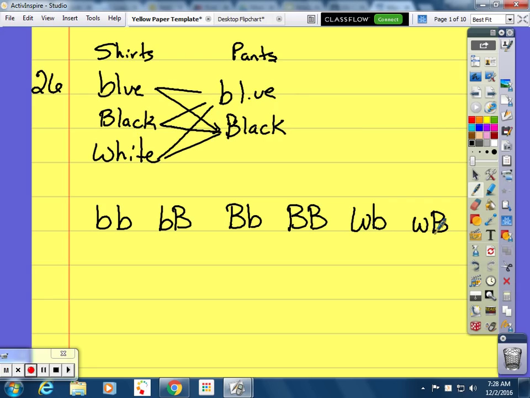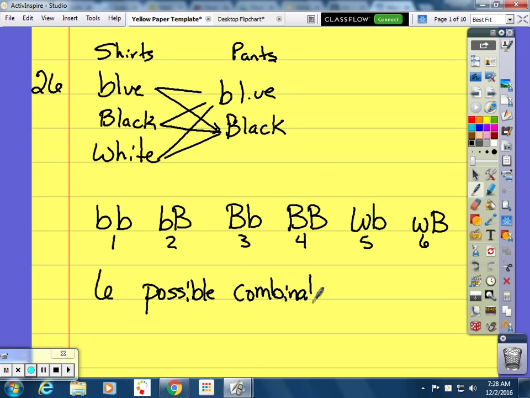Then it says how many combinations are available. 1, 2, 3, 4, 5, 6. This is the only way that I can dress myself with my 3 shirts and my 2 pair of pants. So there are 6 possible outcomes. Combinations. This is called a tree diagram, because you're branching off. Again, pause the video anytime you need to pause it so that you can get this copied.